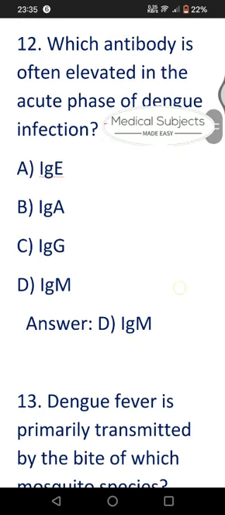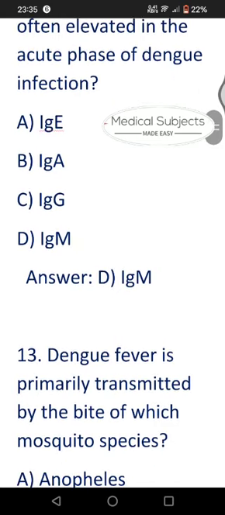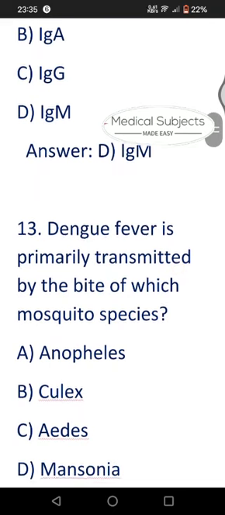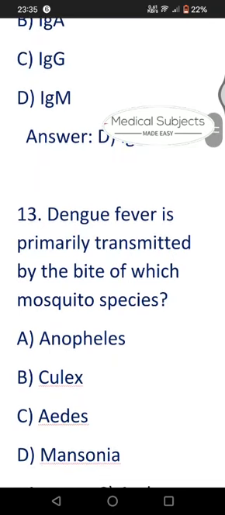Dengue fever is primarily transmitted by the bite of which mosquito species? Anopheles, Culex, Aedes, Mansonia. As you know, Anopheles causes malaria, Culex causes lymphatic filariasis, the Bancroftian filariasis, and Mansonia causes another type of lymphatic filariasis, Brugian, that is Brugia malayi and Brugia timori.